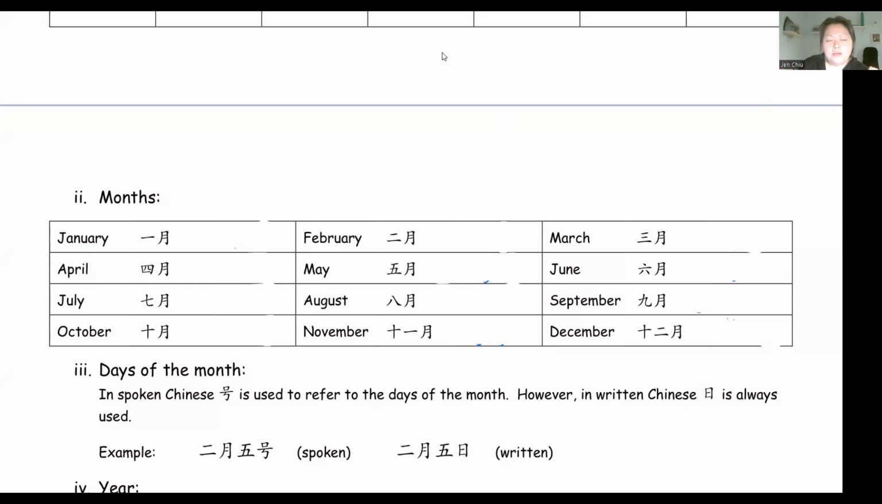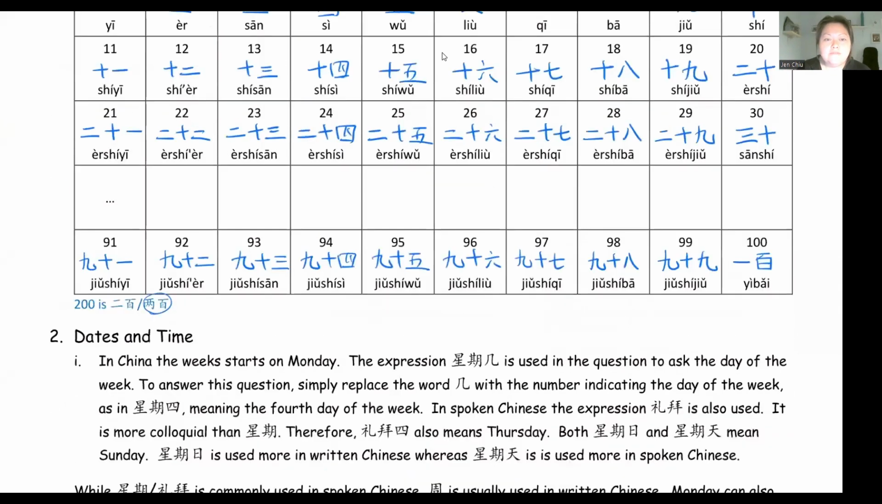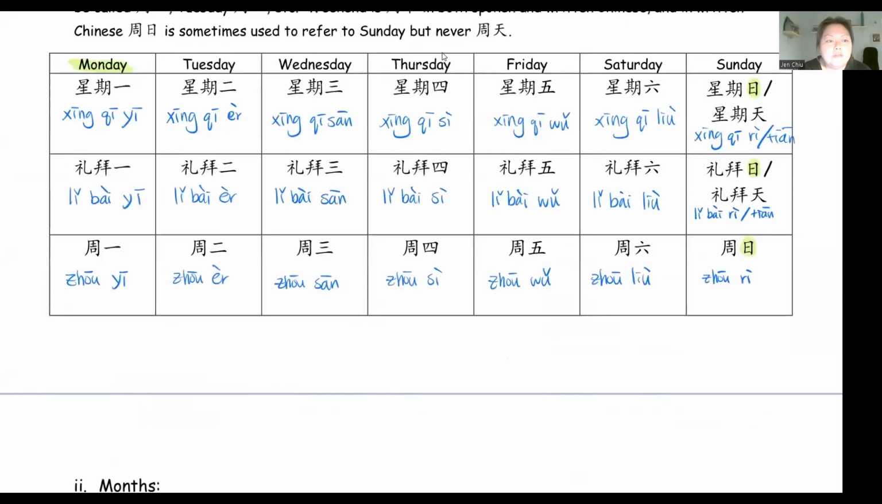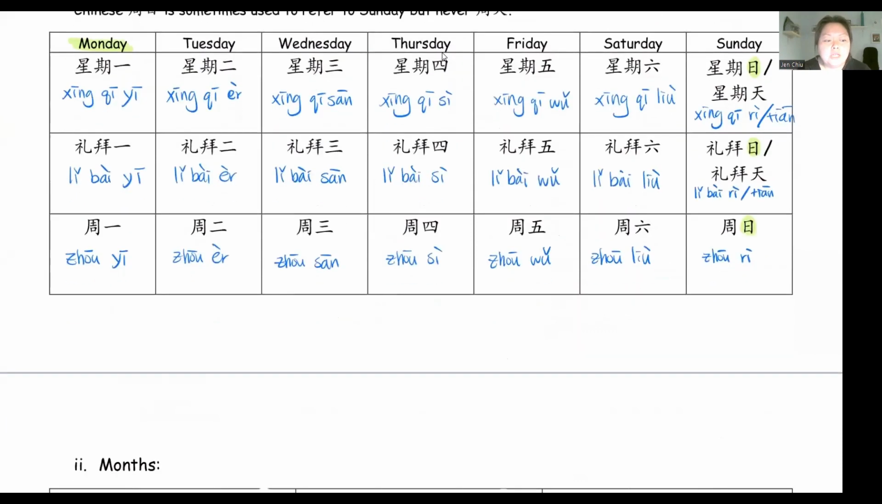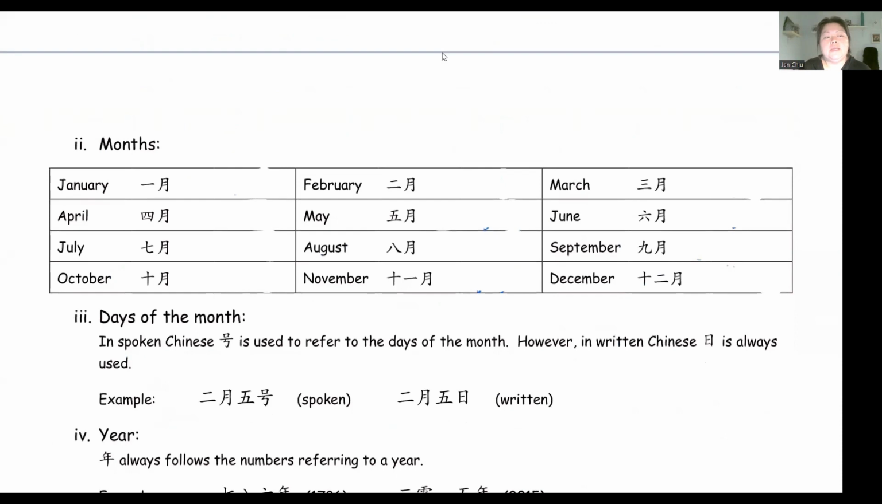Okay, so this is Mandarin 1, and we are going to continue our lesson 3-1 grammar that we didn't finish from last week, right? So we finished up page 1, and we are now on page 2 and 3 of this packet.